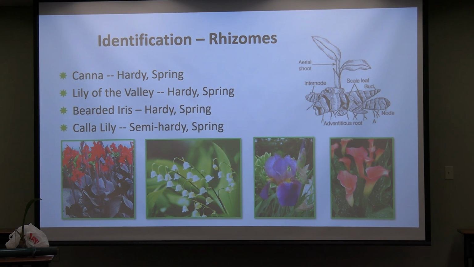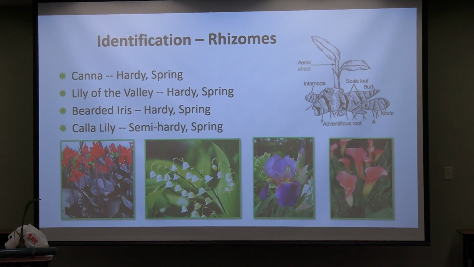So when you start looking at bulbs like irises, do your little research on it so that you'll know when to plant them. But the bearded iris can be planted in the fall. And then your calla lilies can be as well, and there are pictures of them so that you can see which one is which.